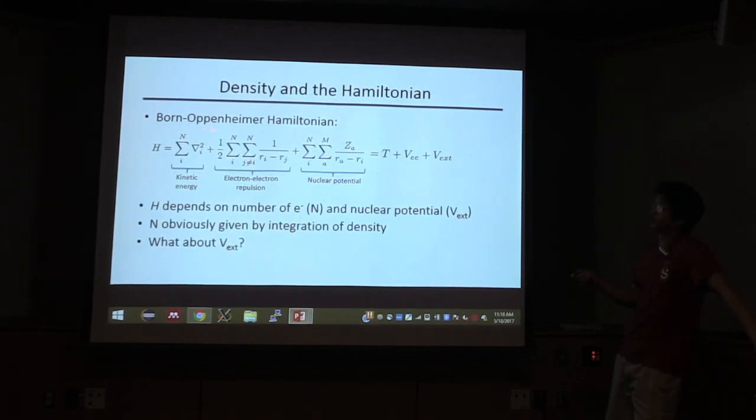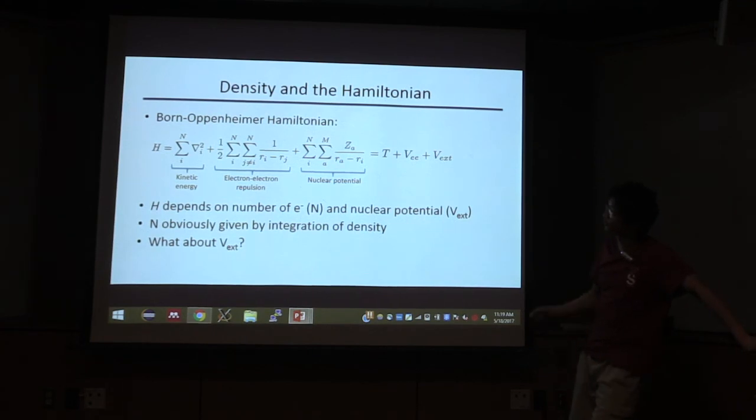So we're going to take a look at the Hamiltonian. In particular, we're looking at the Born-Oppenheimer Hamiltonian. Again, the form is not incredibly important here. You'll notice it's composed of three different terms. The first term is the kinetic energy, T. The second is electron-electron repulsion. And the third is the nuclear potential.